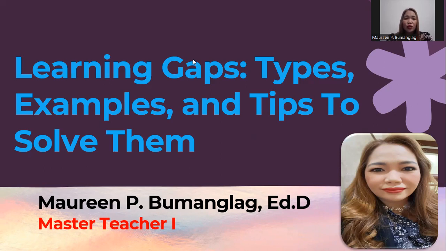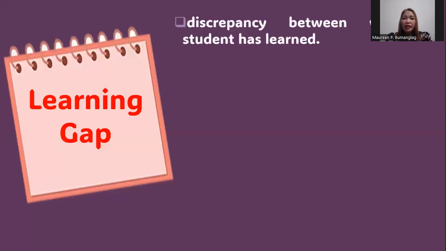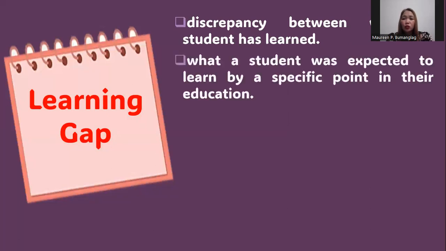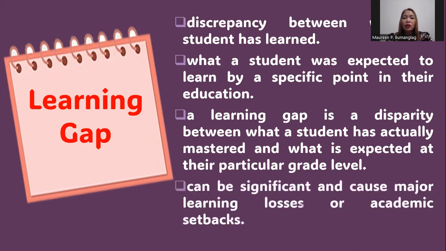I am here to discuss with you learning gaps, types, examples, and tips on how we are going to solve them. So before we proceed, let's discuss first about learning gap. A learning gap is a discrepancy between what a student has learned. It is also what a student was expected to learn at specific points in their education. It is also a disparity between what a student has actually mastered and what is expected at their particular grade level. This can be significant and cause major learning losses or academic setbacks.